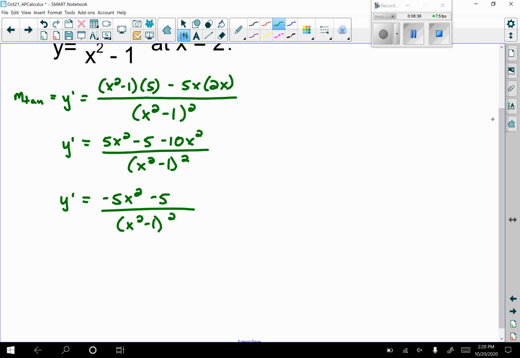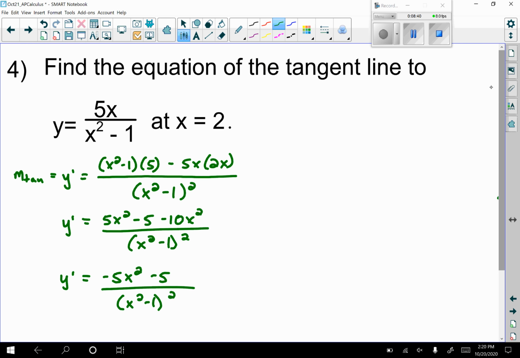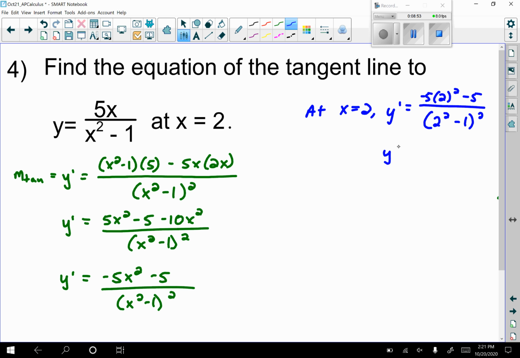So now, at x equals 2, y prime is going to become negative 5 times 2 squared minus 5 all over 2 squared minus 1 squared. So that's going to give us a negative 20 minus 5, so we get a negative 25. And this will give us 3 squared, so 9. So the slope of our tangent line at x equals 2 is negative 25 ninths.